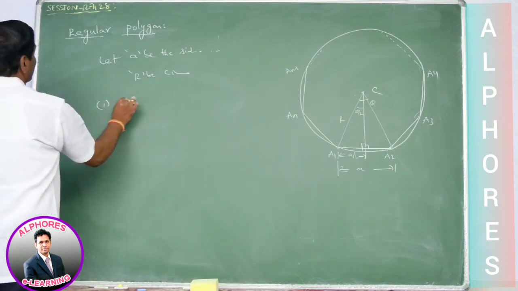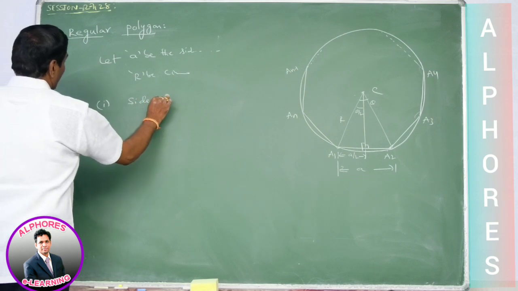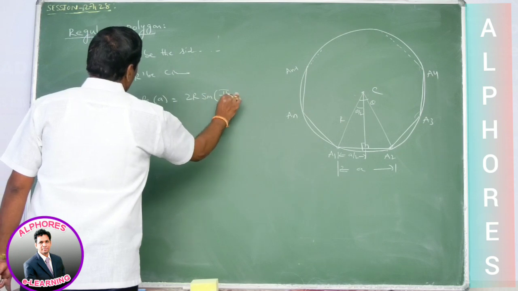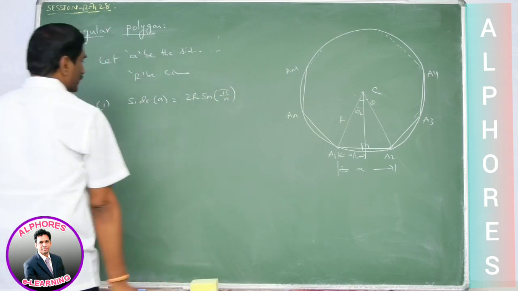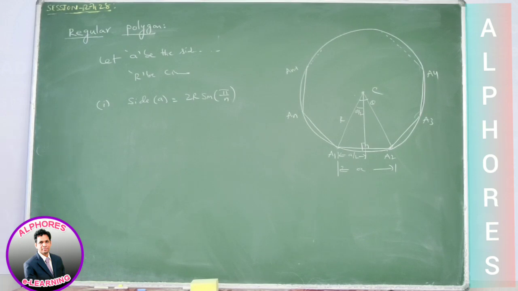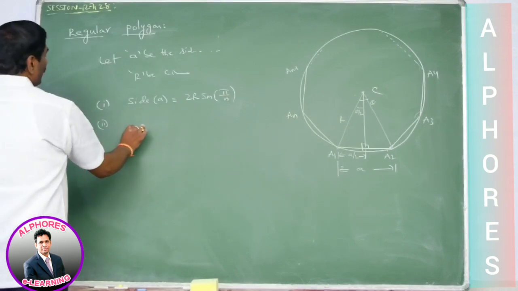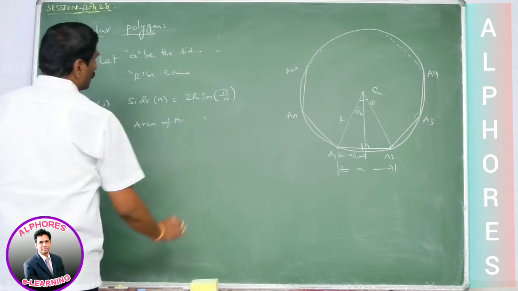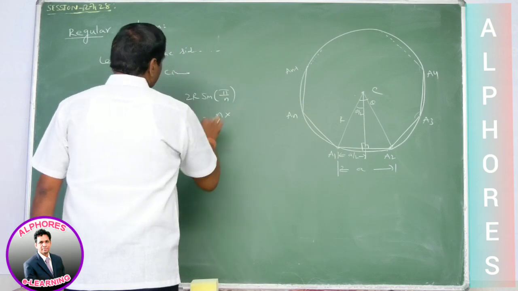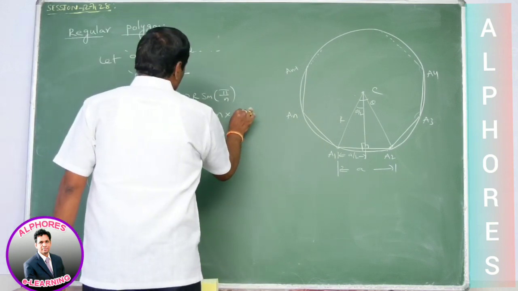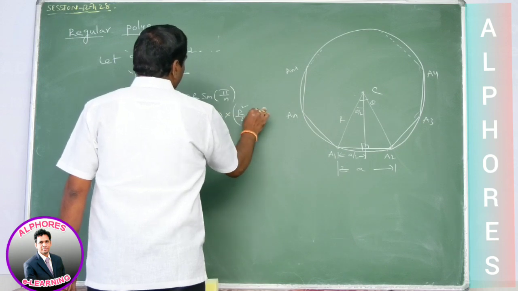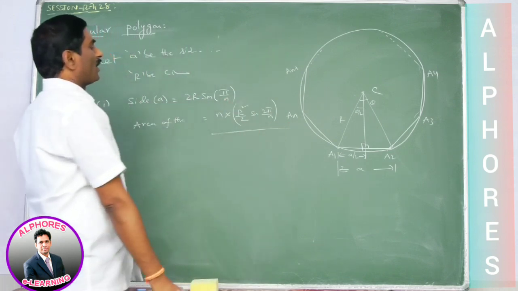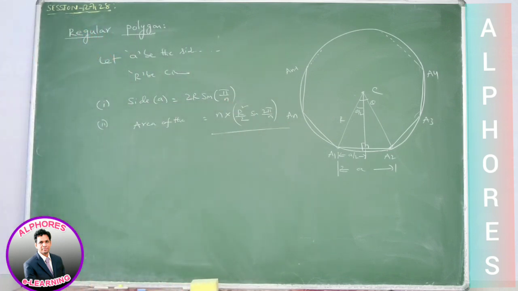Then, first point: the side a of the polygon is equal to 2R into sine pi by n. Please note these points. We can prove this value. Second, the area of the regular polygon is equal to n into R squared by 2 into sine of 2 pi by n.